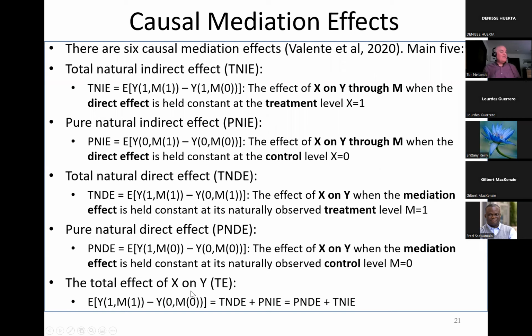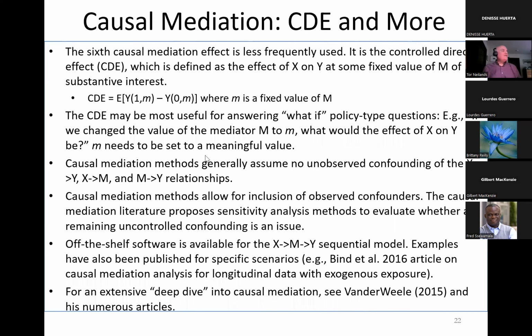And then it turns out that the total effect, you can get to that by the expected value of Y1M1 minus Y0M0. And you can get that by summing either the total natural direct effect and the pure natural indirect effect, or the pure natural direct effect and the total natural indirect effect. And thank goodness we have software that will do all that for us. Now, there's also a sixth effect called the controlled direct effect. It's less frequently used. Basically, what the CDE does is it asks, what is the expected value of Y1 minus Y0 at some specific value of capital M, which we call here little m.